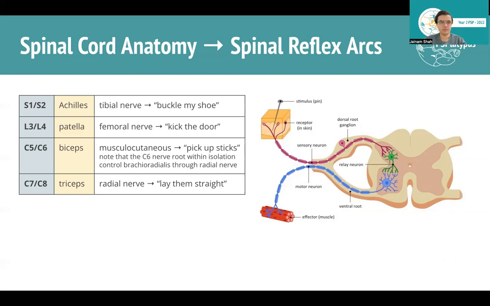C5, C6 for biceps through the musculocutaneous nerve that innervates the biceps brachii. An easy way to remember this is pick up sticks. C5, C6, pick up sticks. So you're going like this, so flexing your biceps.